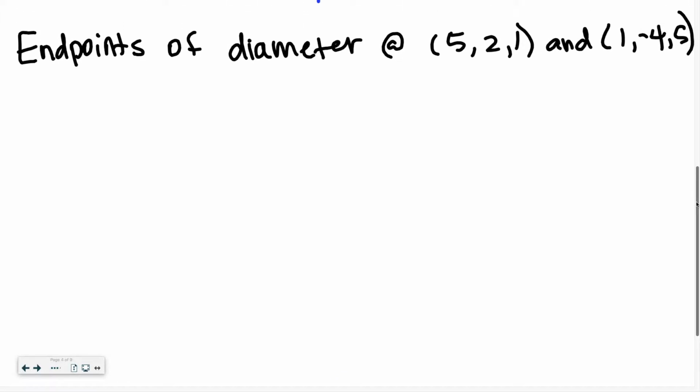Really? Something we learned on Friday? Okay, we have the endpoints of the diameter. In order to write the equation of a sphere, we need the center and we need the radius. We have neither of those things. We can use the distance and midpoint formulas. Guy is suggesting that we use both the distance and the midpoint formula to help us. What would the midpoint formula help us find? The center. So let's go ahead and find that.